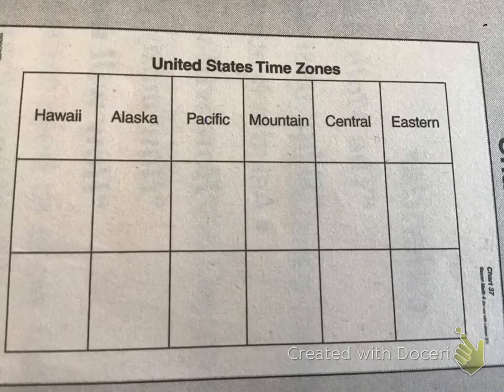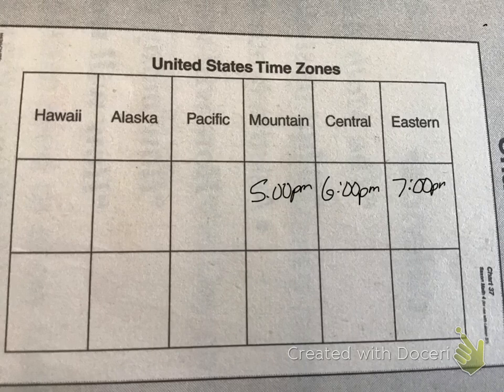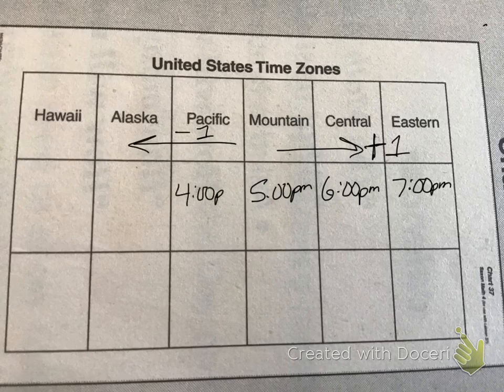Okay. All right. So if we want to say that it is 5 o'clock p.m. in Mountain time zone, Central zone would be 6 o'clock, and Eastern would be 7 o'clock p.m. Because as we go this way, we add hours. Add an hour. But as we go to the left, we're going to subtract an hour. So in Pacific time zone, it would be 4 o'clock p.m. Alaskan, it would be 3 o'clock p.m. In Hawaiian, it would be 2 o'clock p.m.